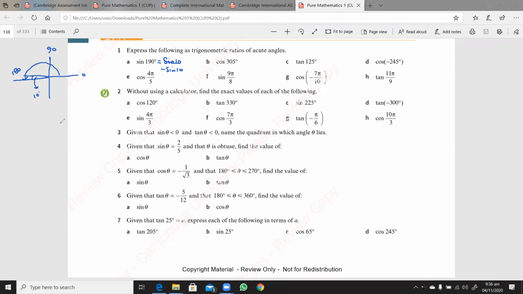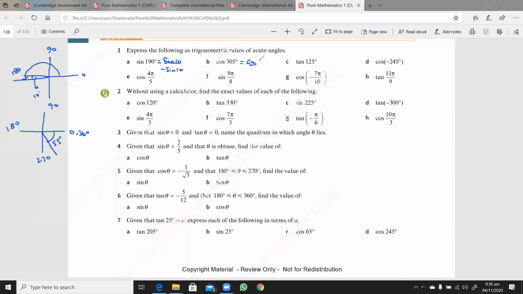Cos 305. Let's see where we go with this cos 305. Now this is 0, 90, 180. This is 270, and 270 plus 35. So we are somewhere here. And if it is 360 minus where it is, this angle over here is 55 degrees. Now, do we have cos positive here or negative here? Positive. So this is going to be cos 55.